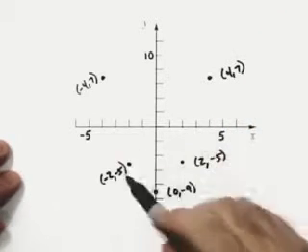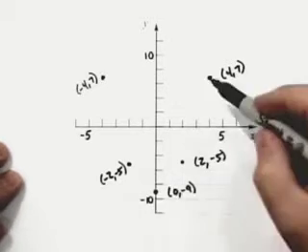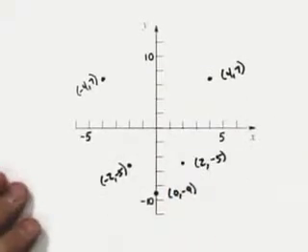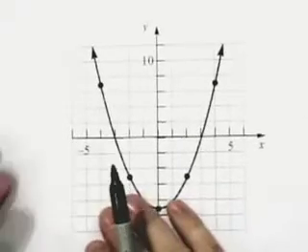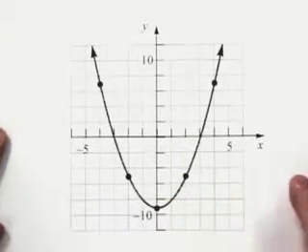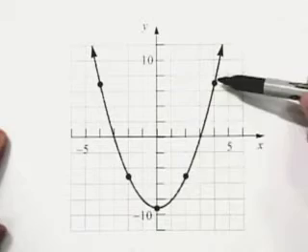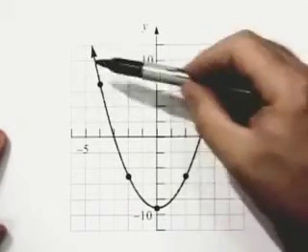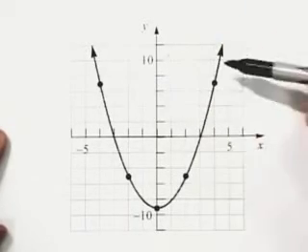The last thing to do would be to connect these points with a smooth curve and then indicate that the graph continues on. If we do that, our final graph will look like this. Notice we have our 5 points plotted. We've connected the points with a smooth curve, and we've indicated that the graph continues upward.